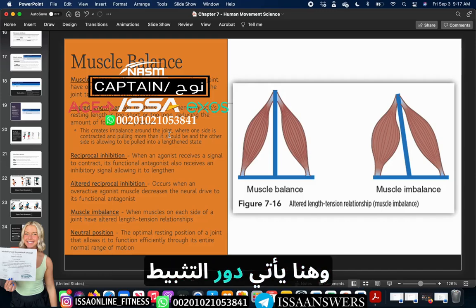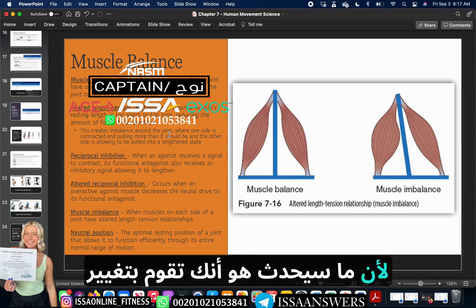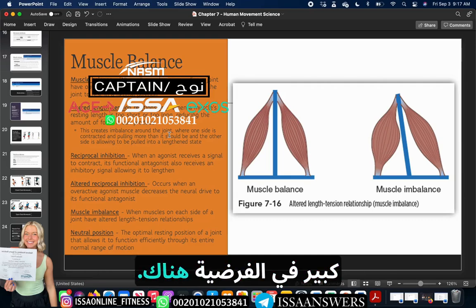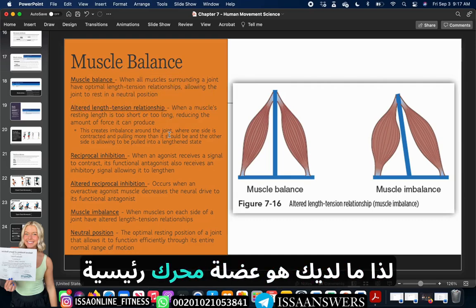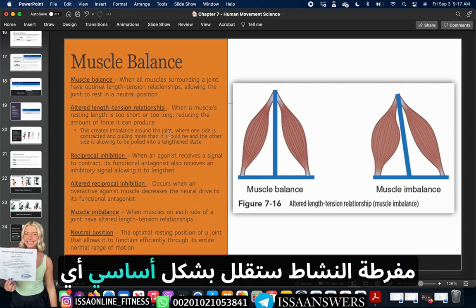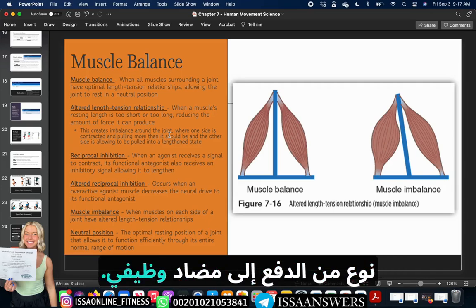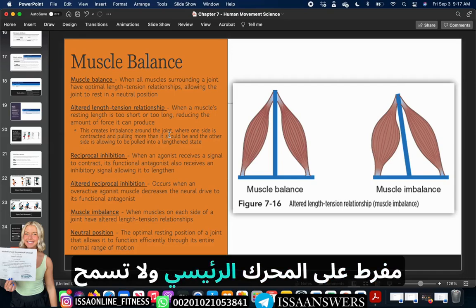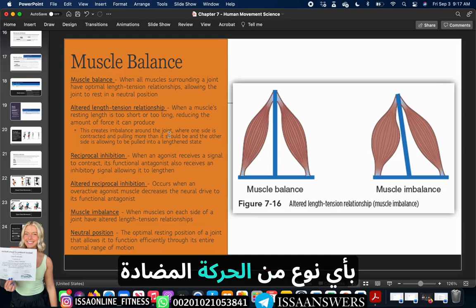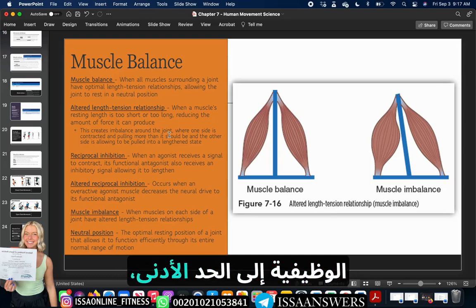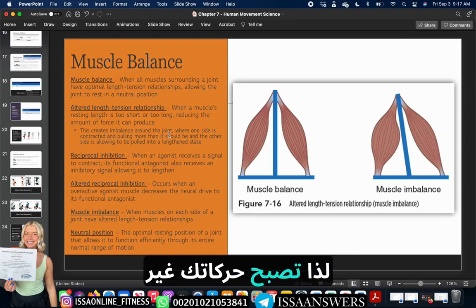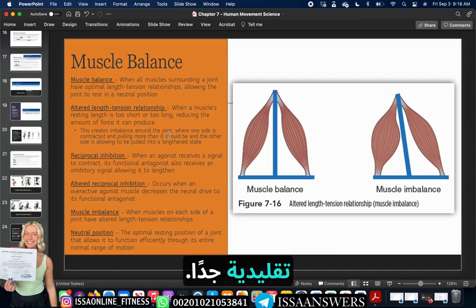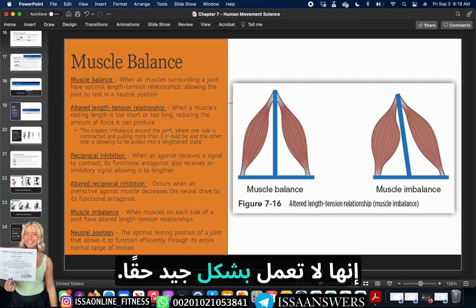And that's where altered reciprocal inhibition would come into play, because then you're creating a real change in the premise there. An overactive agonist muscle will basically decrease any sort of drive to a functional antagonist. So you're overemphasizing the prime mover, and you're not allowing any functional antagonist movement, or only a minimal amount, to occur, so your movements become very unorthodox. They don't really work very well.